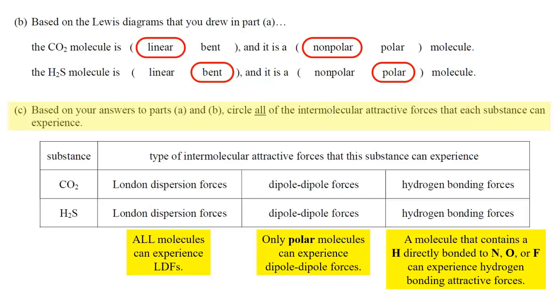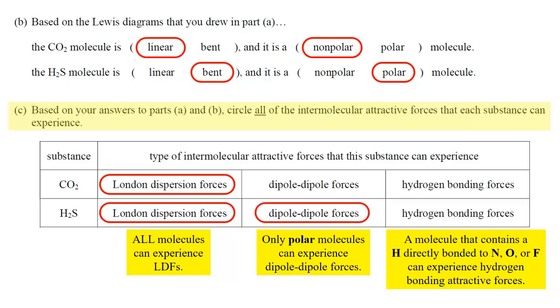Now, for CO2, it is classified as nonpolar, so it can definitely experience London dispersion forces, but that's it. Not dipole-dipole forces, and obviously there's no hydrogen, so no hydrogen bonding for CO2 molecules. With respect to H2S, it is polar. It can experience both London dispersion forces and dipole-dipole attractive forces because it's polar, but the hydrogen is not bonded to nitrogen or oxygen or fluorine, so that's it.